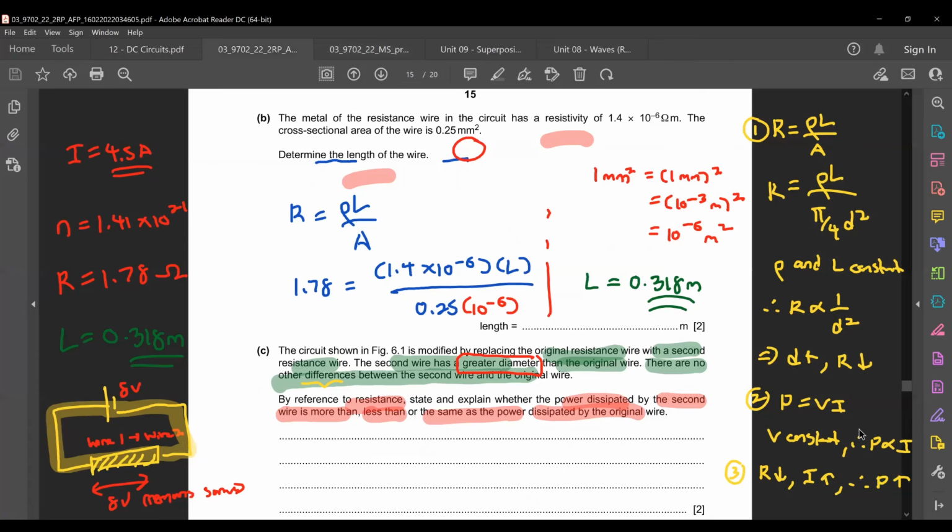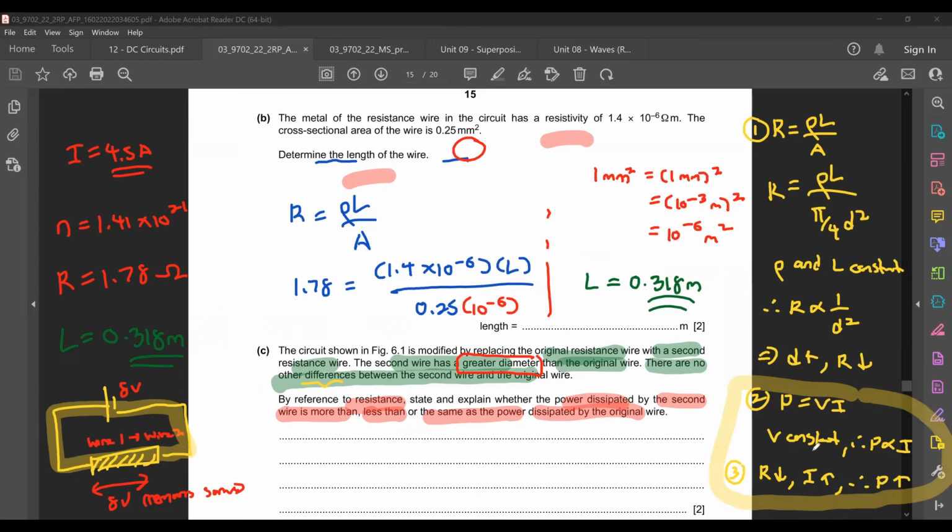Okay, this one I was basing on P equals VI. This one is what I did just now. But there's another way to look at it. This one is based on the other answer choice. Rather than using P equals VI, you can actually use P equals V squared over R. This one is actually better. If I know that V is constant, P is inversely proportional to R. So if R drops, P increases. Yeah, this one is actually the better one.